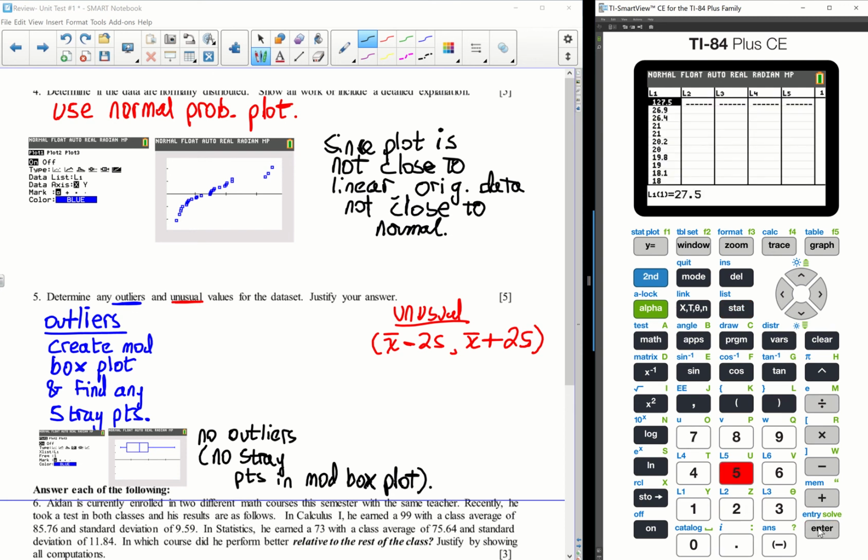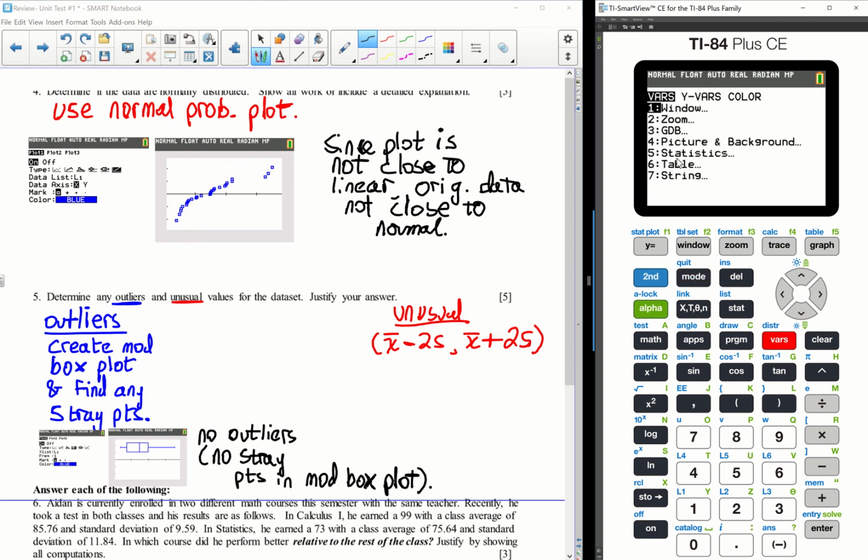All right, so now we need the unusual values, if they exist. So vars, statistics. It's the same menu that you would go into to find the Sx. We're just doing it for x bar and Sx. So option 5. I need x bar minus 2 times Sx, so vars option 5, and then option 3. So that calculation.